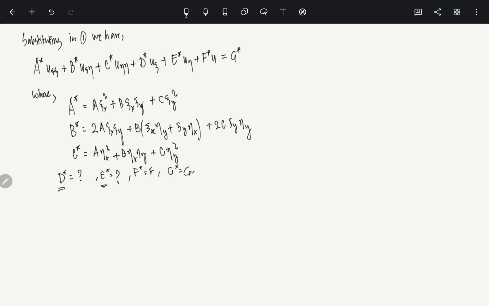We don't care, because the thing is this: we want to see what happens to this. I mean, we had 1, and after a change of variable we got 2. Now we want to find out what happens to 2. I mean, what is the relation between 1 and 2?